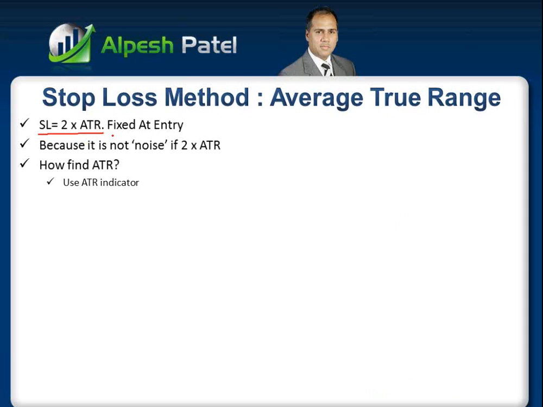Okay? So stop loss, 2 times ATR, fixed at entry. It's not trailing. Okay? I'll explain why it's not trailing in a second. The idea is, if it moves 2 times that from the point I've entered, then that's my stop. Now that could be 40 pips. In the last example I gave you, it was 40 pips. It could be 10, depending on the security, whatever it is. But let me explain this further.